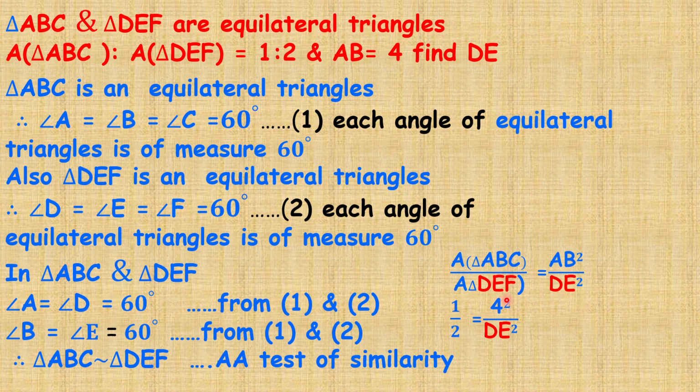Substitute values. The ratio of area is given 1:2. That means 1 upon 2 is equal to, the length of AB is given 4, that means 4 square upon DE square. Now we take a square root. The square root of 1 is 1. Square root of 2 is root 2. The square root of 4 square is 4. And square root of DE square is DE. That means 1 upon root 2 is equal to 4 upon DE. Taking cross multiplication here, DE is equal to 4 into root 2 units.